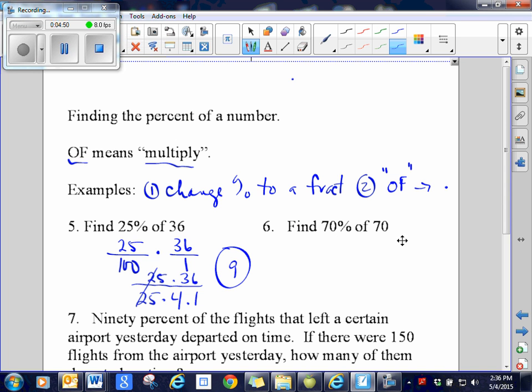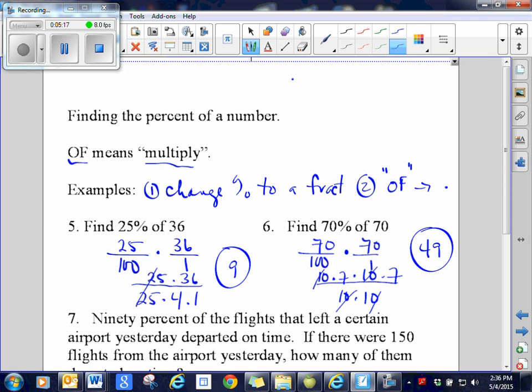Find 70% of 70. Again, 70 over 100 means multiply. 70 is the same as 70 over 1. Single fraction bar. I can think of 70 as 10 times 7, and I can think of this 70 as 10 times 7. 100 is, of course, 10 times 10. So all my little 10 friends cancel, and my answer is 49.